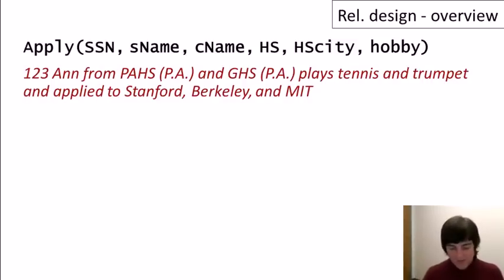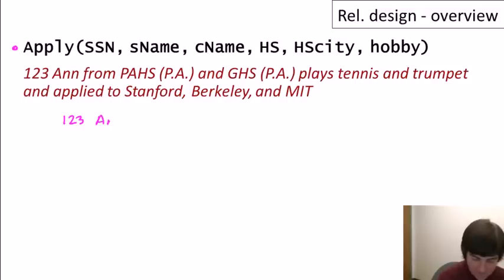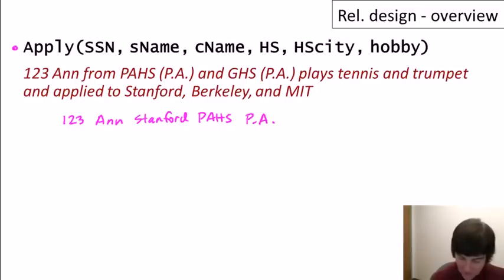Let's suppose that we have a student, Anne, with social security number 123. She went to 2 different high schools in Palo Alto. She plays tennis and the trumpet, and she's applying to Stanford, Berkeley, and MIT. So let's look at some of the tuples that we would be having in the apply relation to represent this information about Anne. So we'll have 123, Anne, her name, she's applying to Stanford. She went to Palo Alto High School, and that's in Palo Alto. And one of her hobbies is tennis.